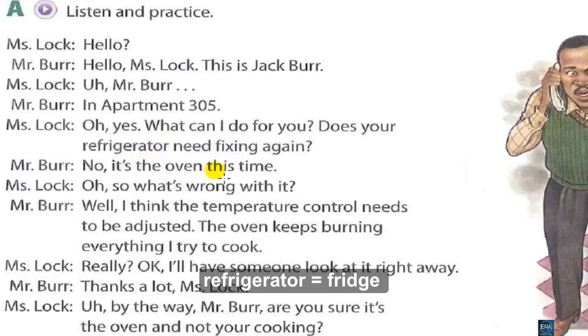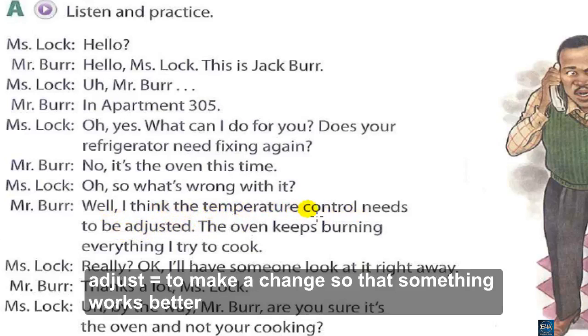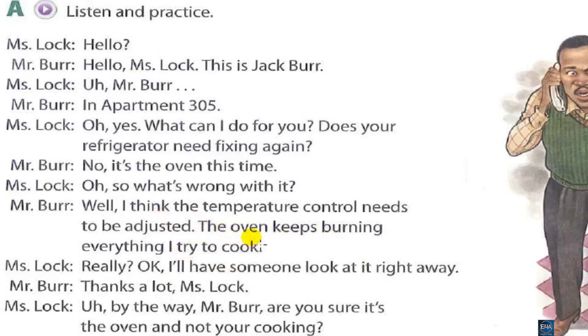No, it's the oven this time. Oven. So, the oven. The cooker. The oven of the cooker. Oh, so what's wrong with it? Well, I think the temperature control needs to be adjusted. The temperature control needs to be fixed. Adjusted, fixed. The oven keeps burning everything I try to cook. So whenever Mr. Burr tries to cook something, it's burned.